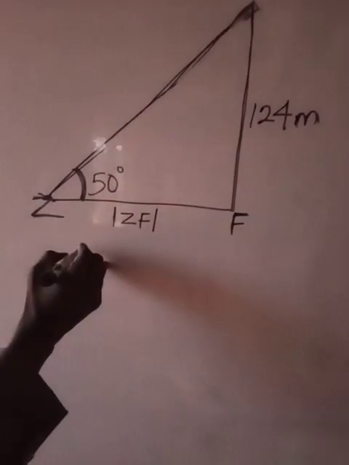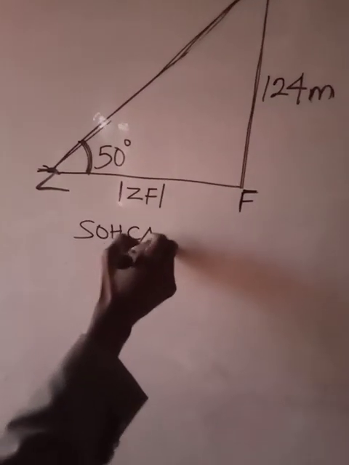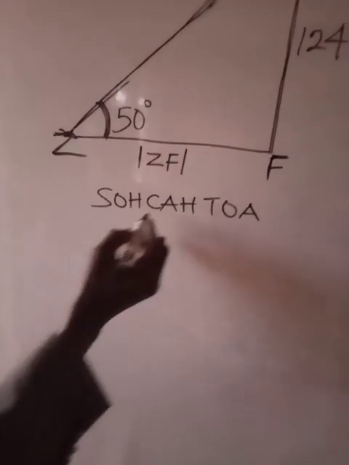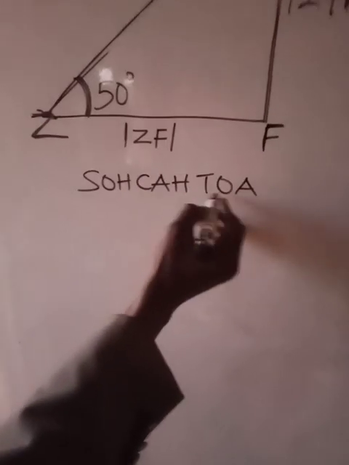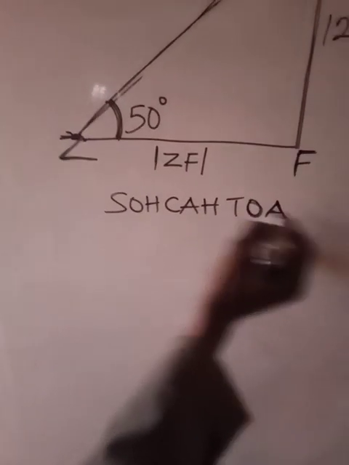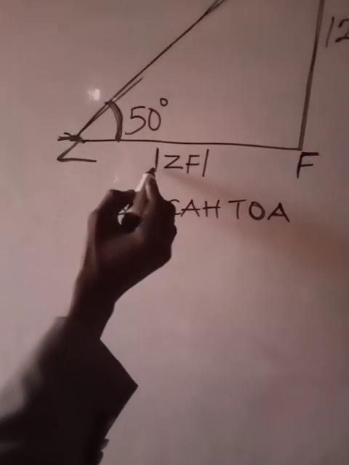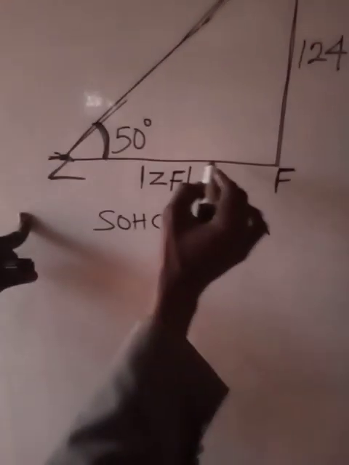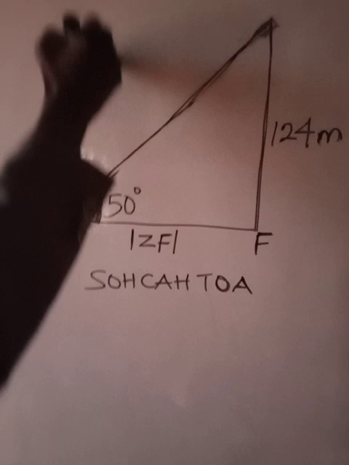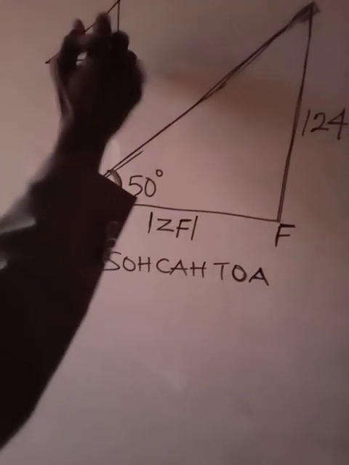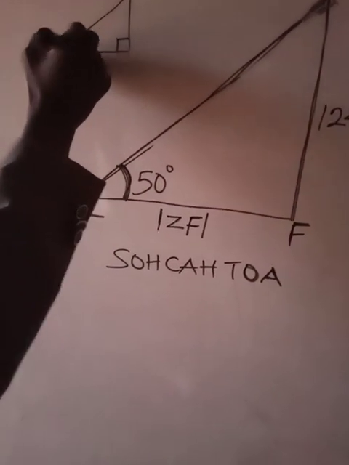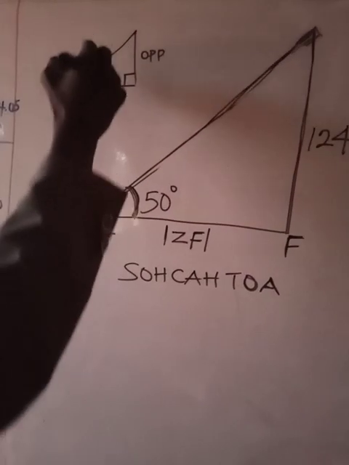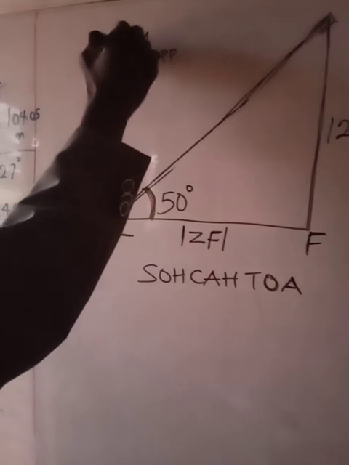So you remember our SOHCAHTOA. Sine is opposite over hypotenuse. Cos is adjacent over hypotenuse. Tan is opposite over adjacent. We want to find ZF, and this is the adjacent, the one under. Let me draw it here for you. If you have a right angle triangle, this is the right angle, and theta is here. This is the opposite, this is the adjacent, and this is the hypotenuse. The longest side is always the hypotenuse.